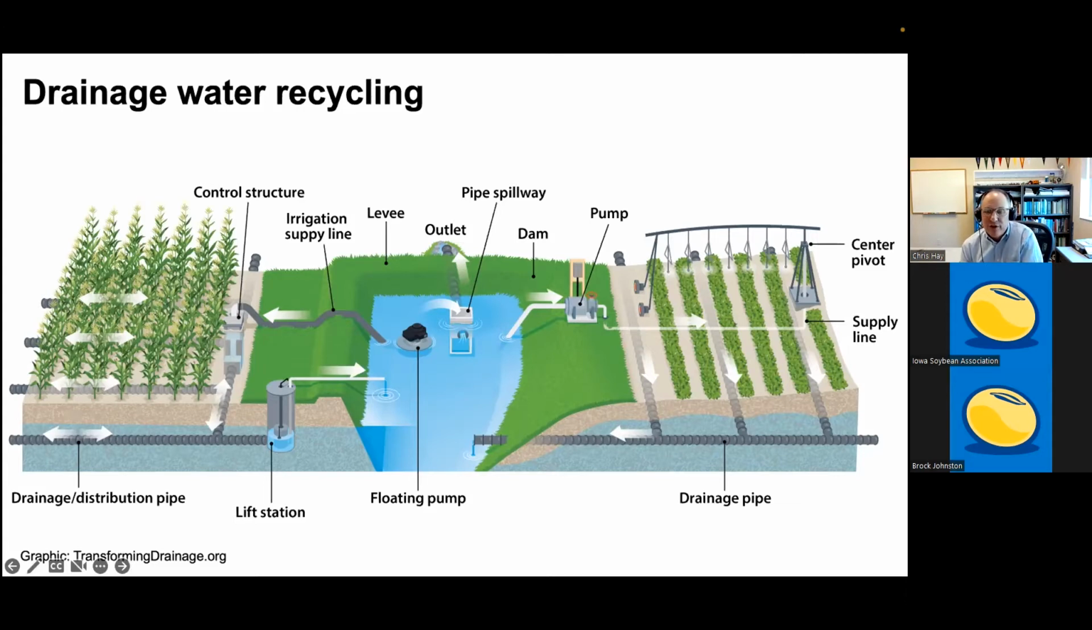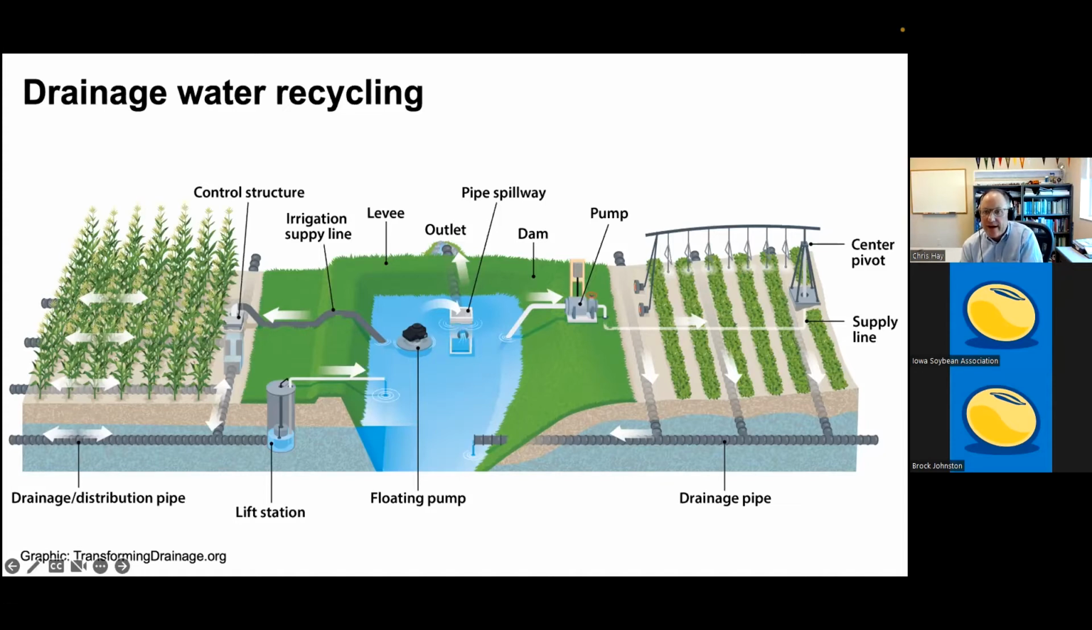So this figure just shows some different configurations, some different ideas of what a drainage water recycling system might look like. So on the left-hand side, we're actually using sub-irrigation, where we're pumping water back through the same tile lines that we used for drainage in spring, and then raising the water table up below the root zone so that those roots can draw that water up and get the irrigation water that way.